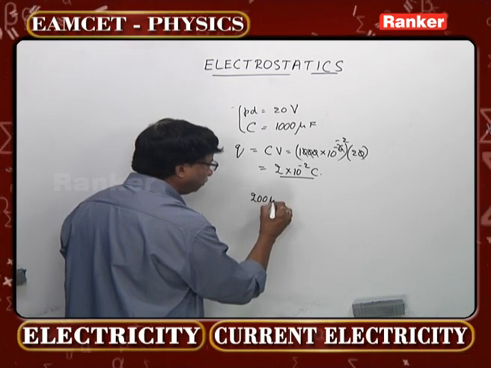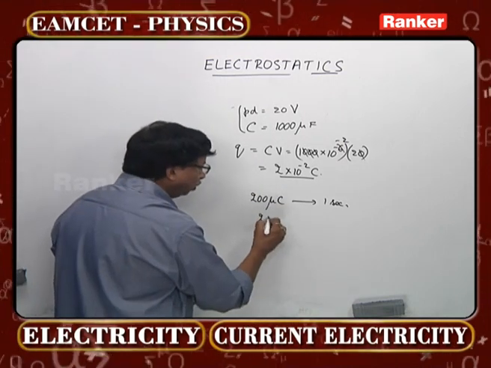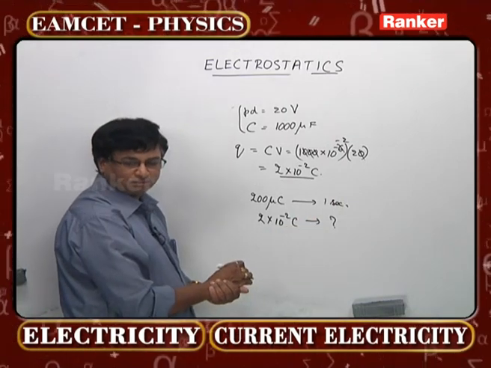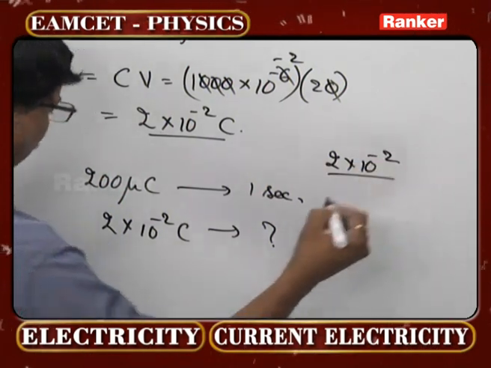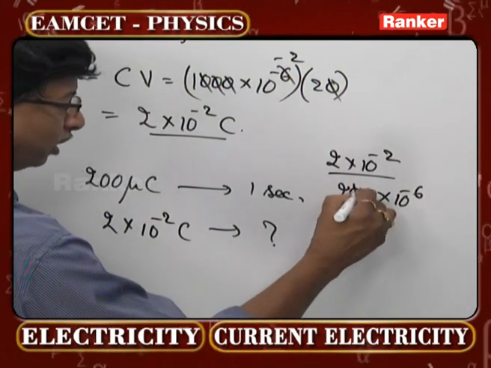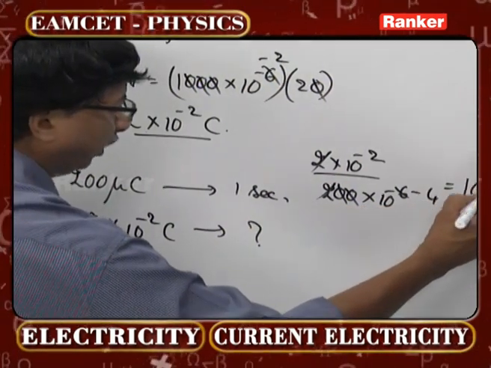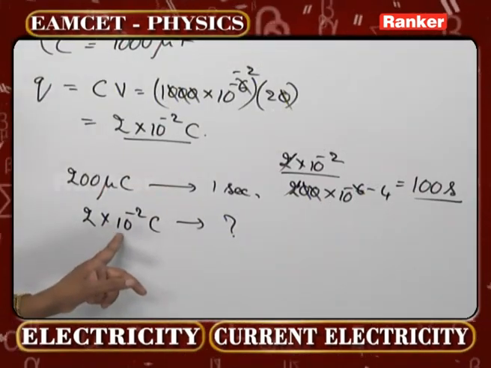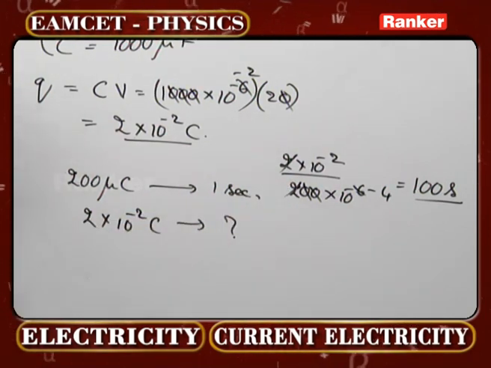200 microcoulomb charge in 1 second we are getting. Then 2 into 10 power minus 2 coulomb, in how much time do we get this much charge? So you can write 2 into 10 power minus 2 divided by 200 into 10 power minus 6. You can cut these two zeros, minus 4 times. 2 gets cancelled. You are now left with 100 seconds of time to get this much charge. So the correct option for question number 16 is the second one.